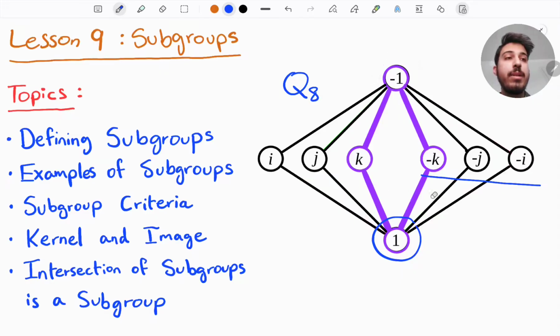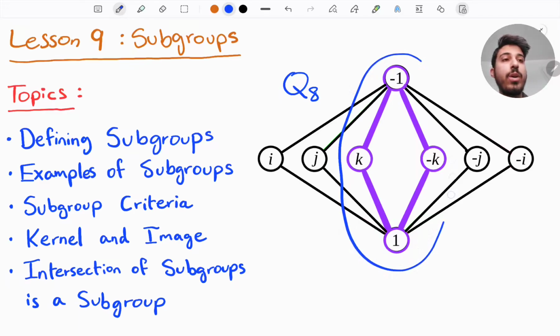So in this large group, we can see that if we take only the elements 1, k, -1, and -k, we get another group with the same operation as that of Q8, which is multiplication. We see that all the conditions of a group, associativity, closed under inverses, closed under the operation, and the identity element, are all met with this smaller subset. So we call this subset a subgroup of the quaternion group Q8.